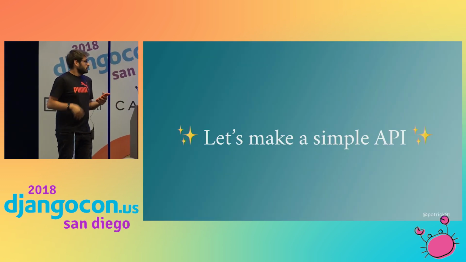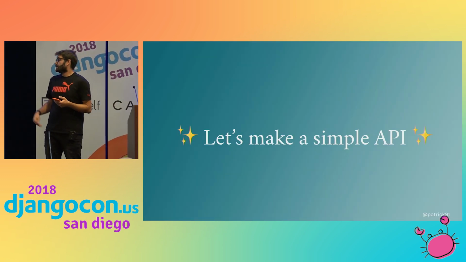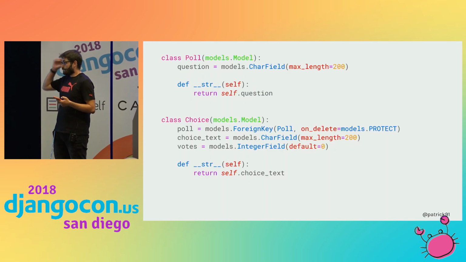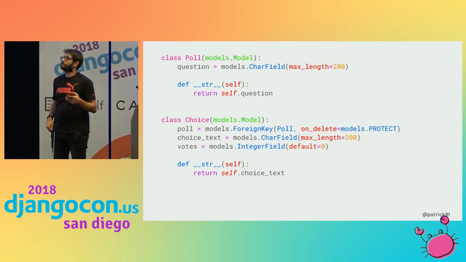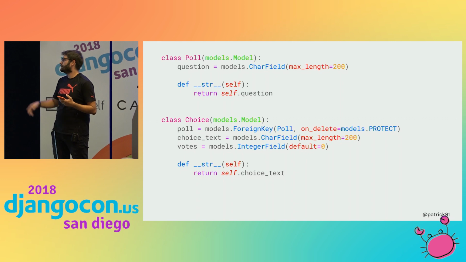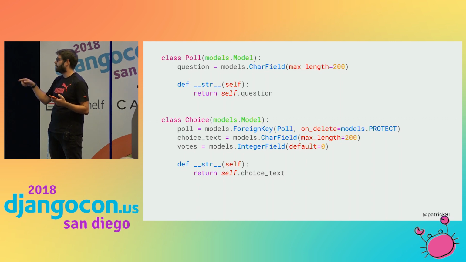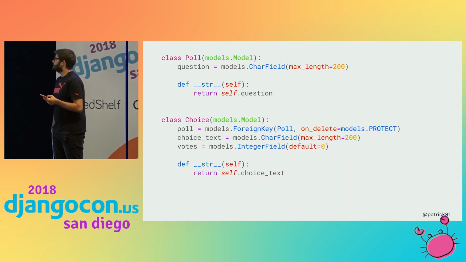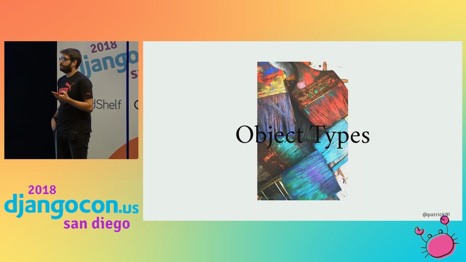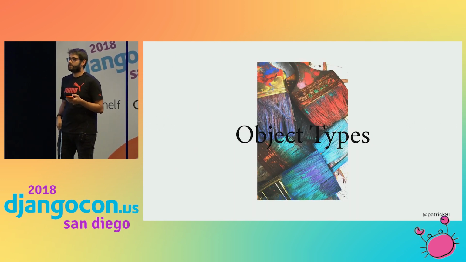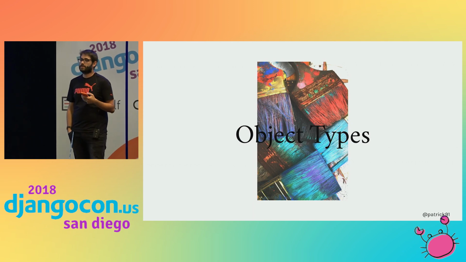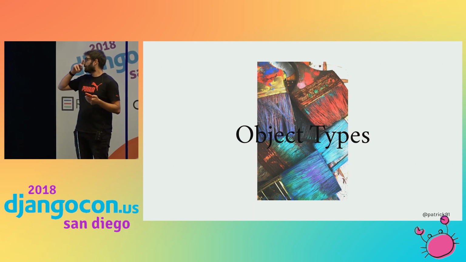That was quite quick. Let's create a simple API, and this is based on the Django polls application, more or less. Let's say that we have two models. One is poll, which is only a question, and then there is a choice, which is linked to a poll. It's got a choice text and number of votes. So the first thing we want to do is to create the object types, which are basically the types for GraphQL. Those types are going to be shown in your API.